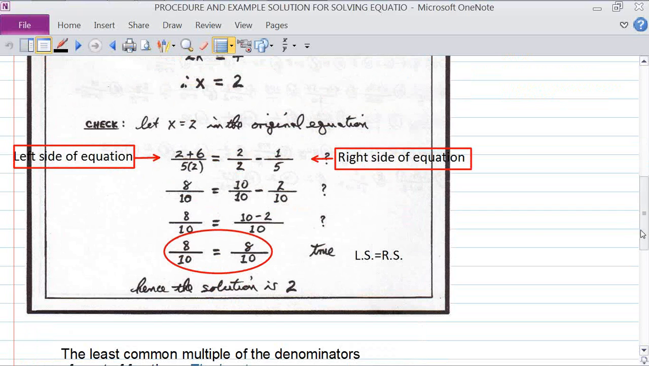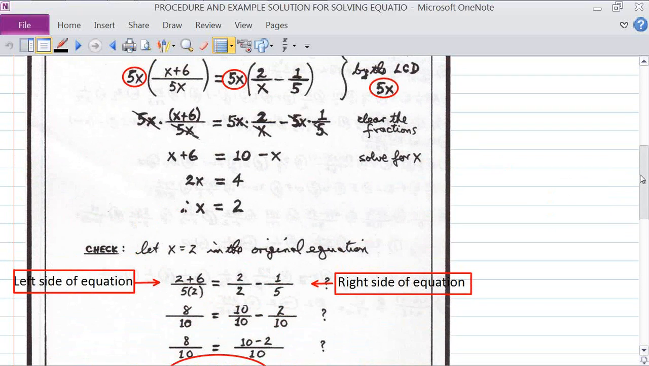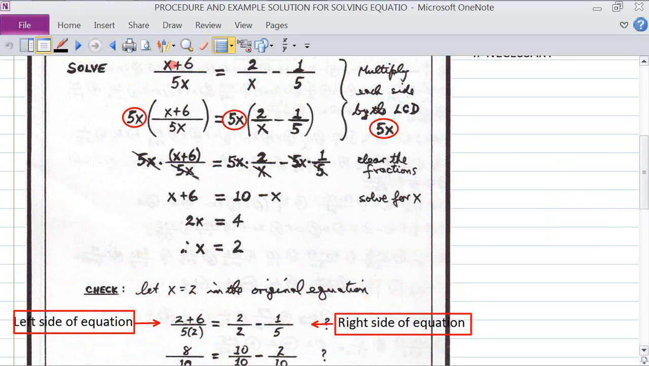So now here in the manual what they do is they handle the left side of the equation down here, and they handle the right side of the equation down here. So you go back into the original equation. Let's take a look at that. Right over here, x plus 6 over 5x. So we found that x is 2. So we do 2 plus 6 over 5 times 2, and that becomes 8 over 10.